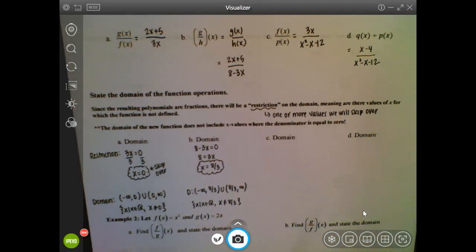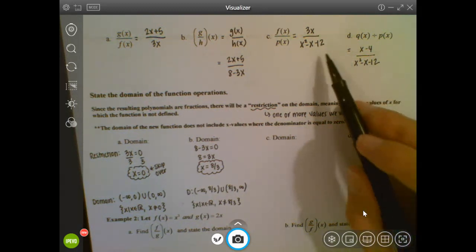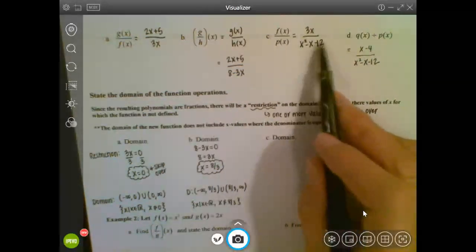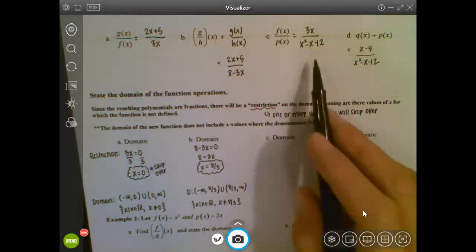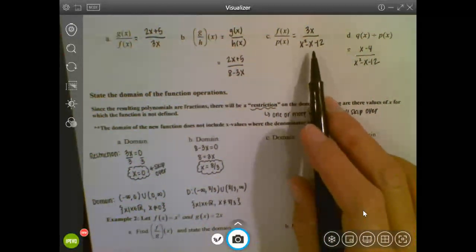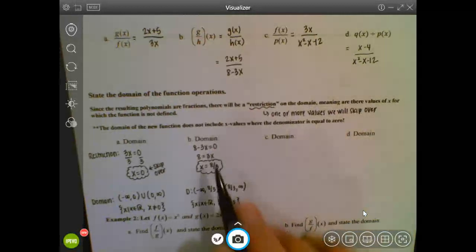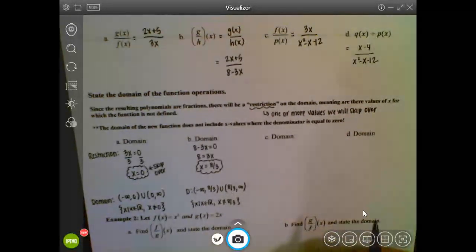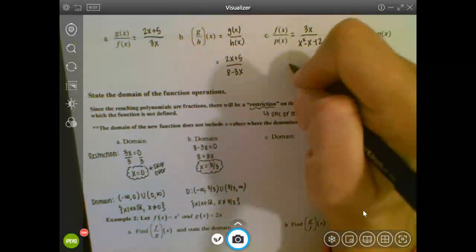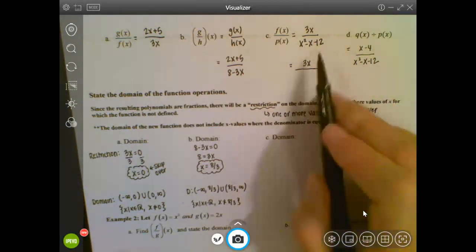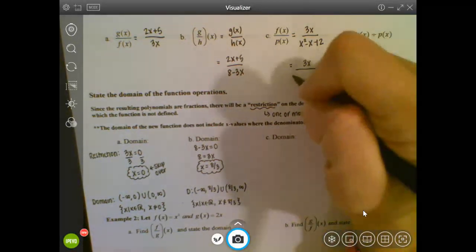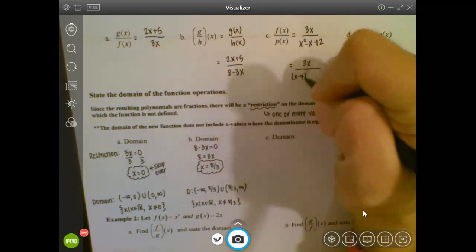Okay, so let's look at example C. This one's going to be a little bit different because you'll notice that in the denominator, there's going to be a quadratic. So we want to see if this quadratic is going to factor, and then we'll figure out our restrictions from there. So I'm going to go back up here and I'm going to say, okay, well, I know that x squared minus x minus 12 factors into an x minus 4 and an x plus 3.